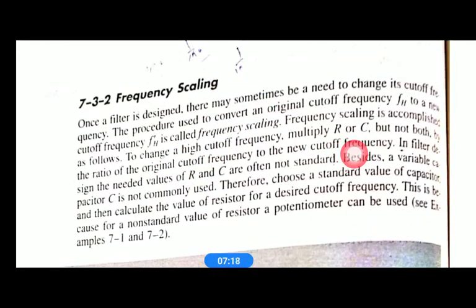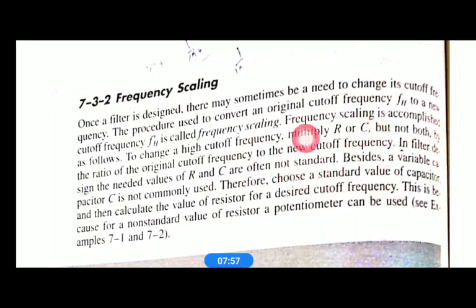The procedure of frequency scaling is to change the cutoff frequency value for a designed circuit. What we have to do is multiply the current value of R or C by the ratio of the original cutoff frequency to the new cutoff frequency. That is how we do scaling.